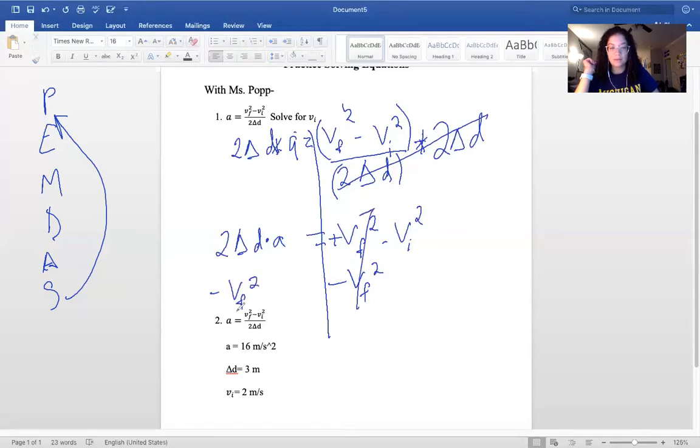These will cancel out. I'm going to rewrite this whole thing over here so I have some space. We've got 2 delta D A. Whenever the letters are just next to each other like that, we know we're multiplying, so I'm going to get rid of the little multiplication symbol just to clean it up. Minus VF squared equals negative VI squared. Don't forget that this was here, okay? You have to bring it over.